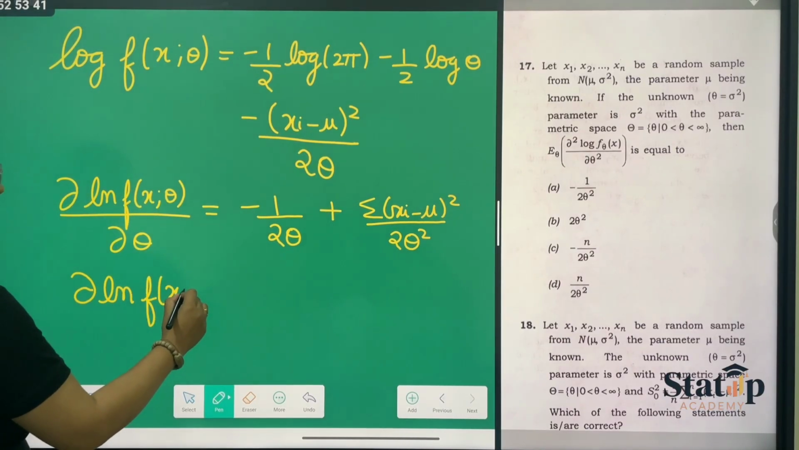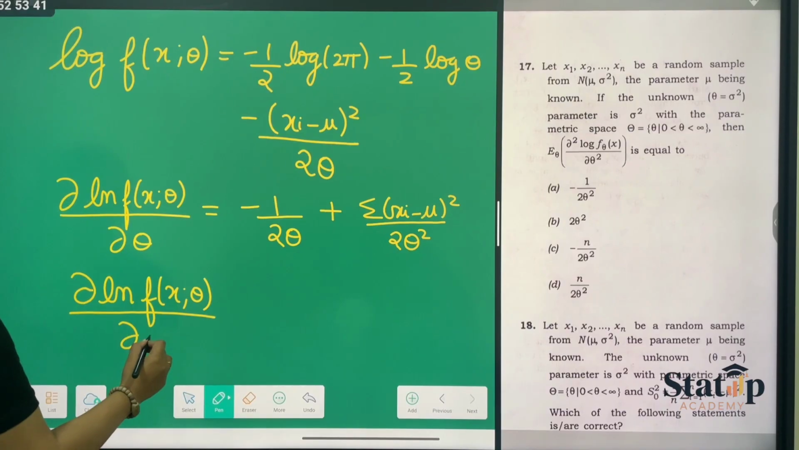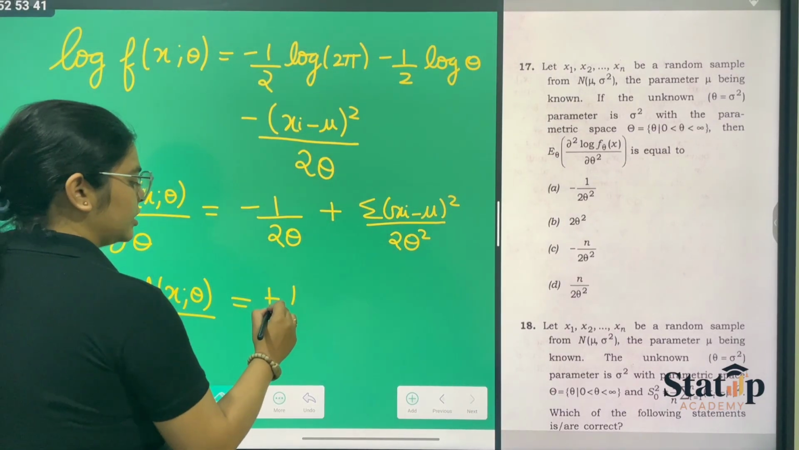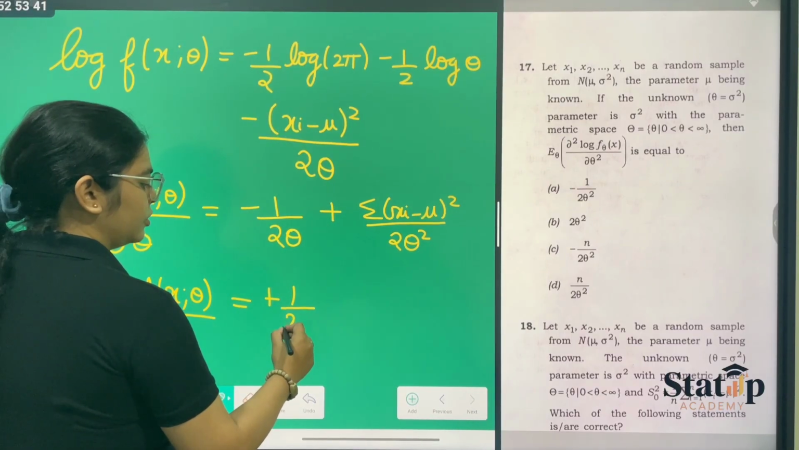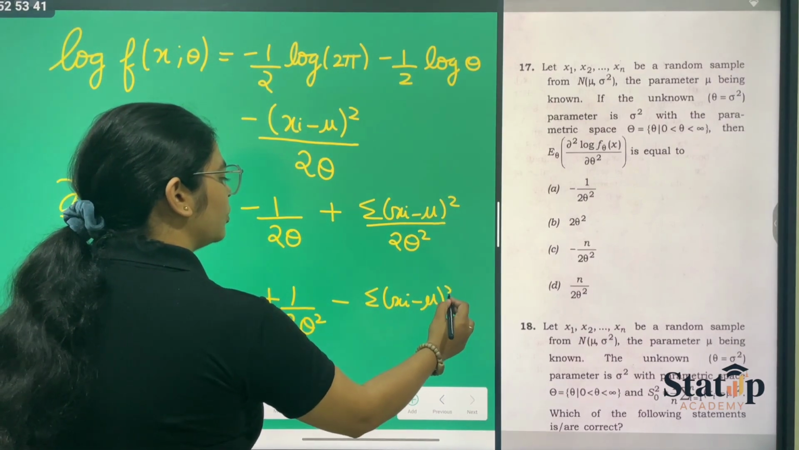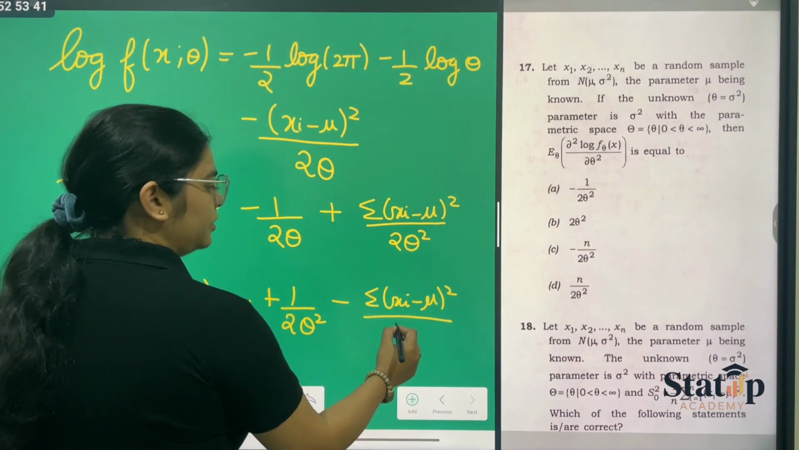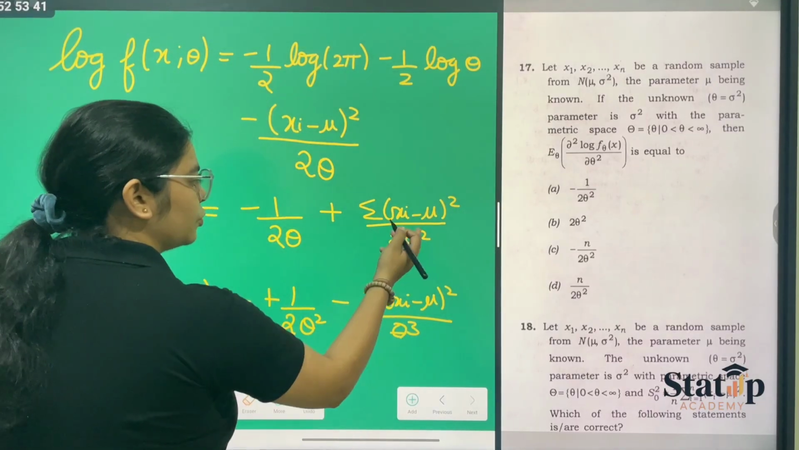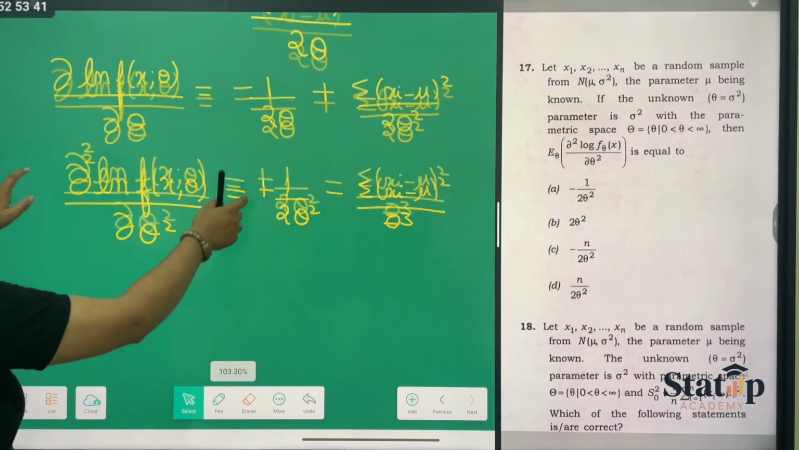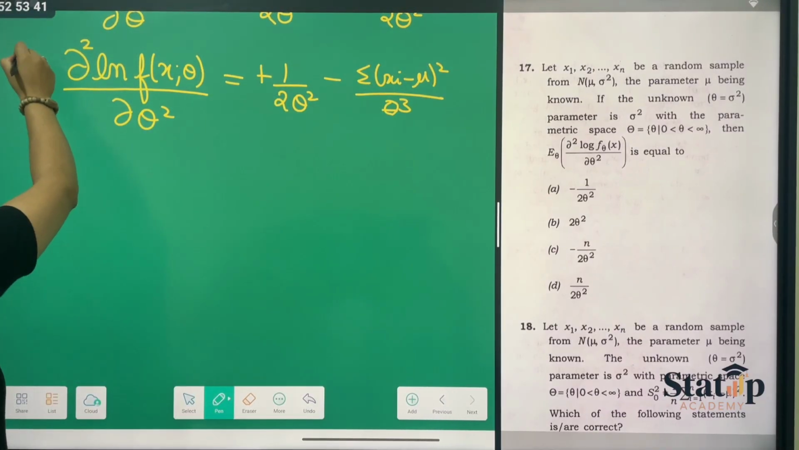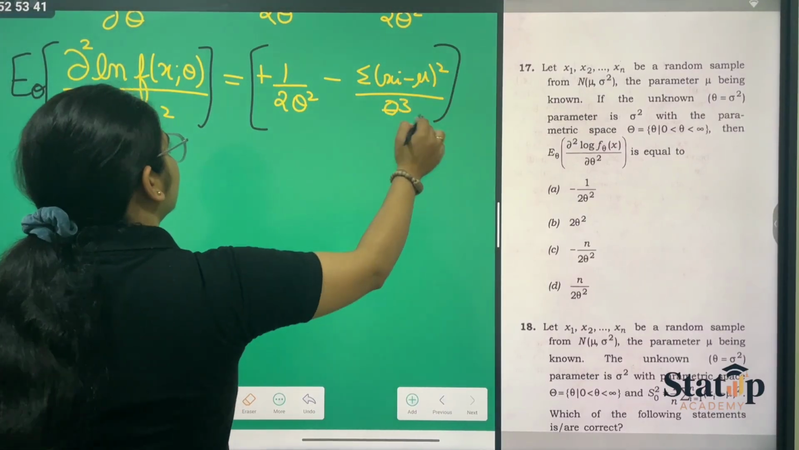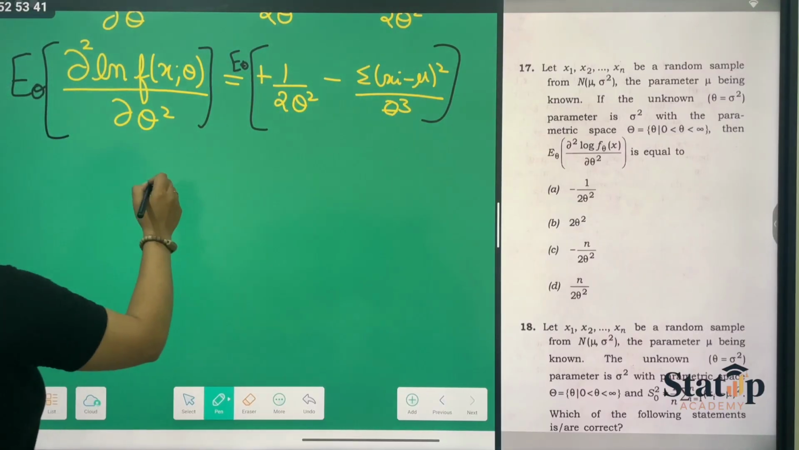The second derivative of ln f(x, theta) with respect to theta square is equal to minus, now this will be plus, 1 upon 2 theta square minus summation (xi minus mu) whole square upon theta cube, because 2 will get cancelled by 2. Now here we have to find the expected value of this last one. So I am calculating it.